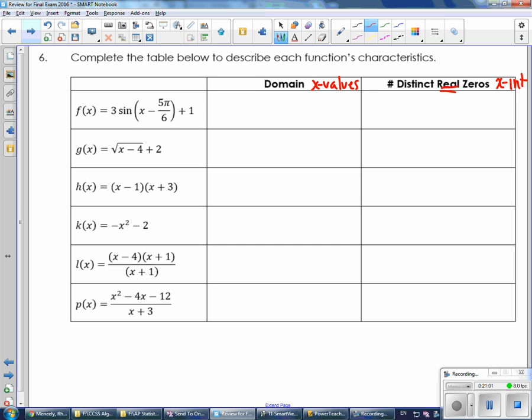So the domain, we know that a sine function is going to be a wave that goes on forever and ever and ever. So the domain is going to be all real numbers. I can take the sine of anything. Now, how many times is this thing going to cross the x-axis? Well, it could happen infinitely many times because I've got a wave pattern and it never stops. Or it may not happen at all.